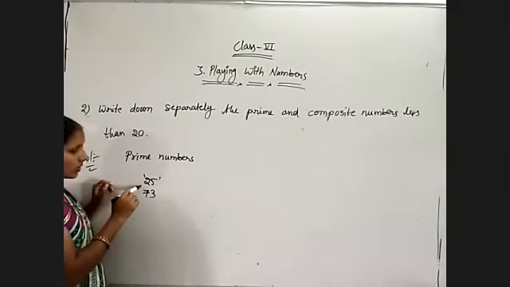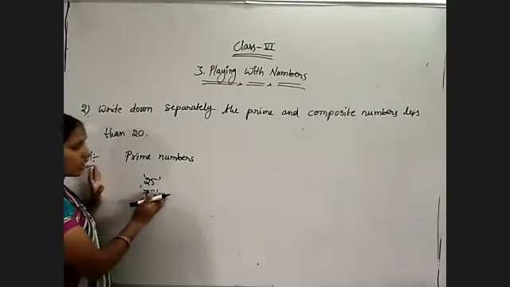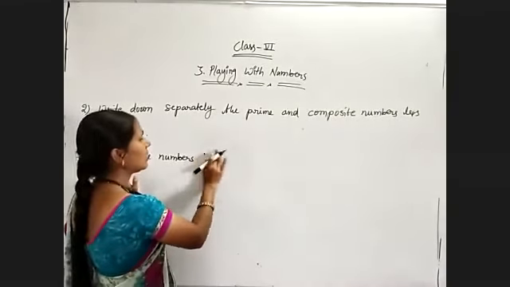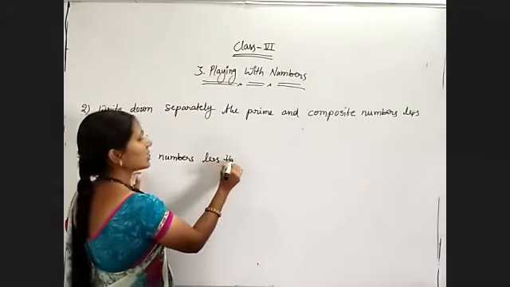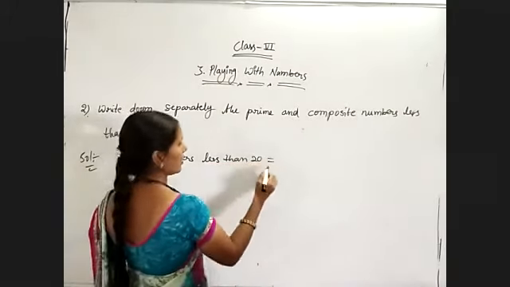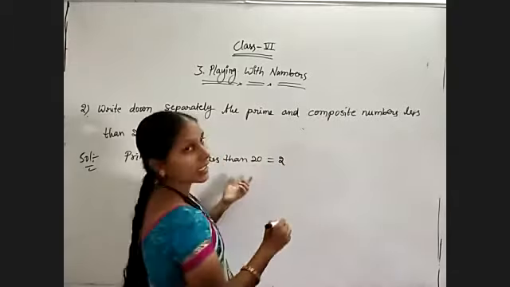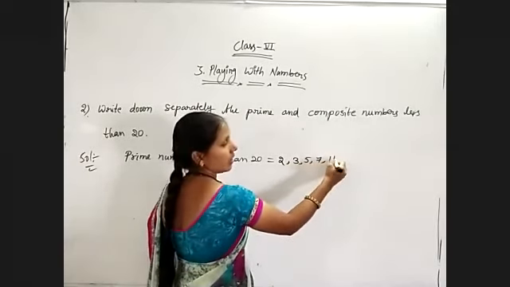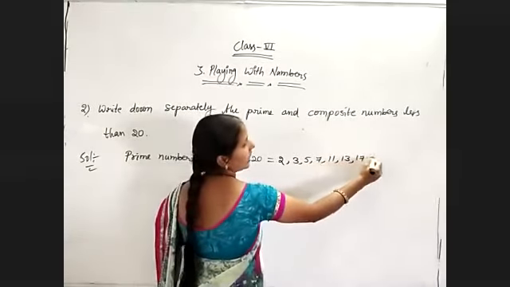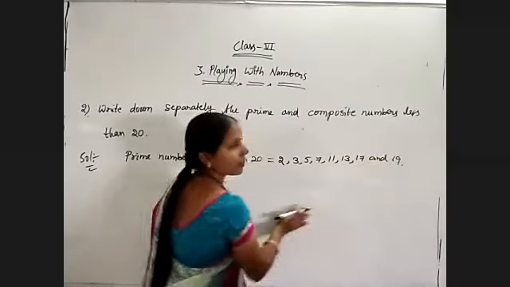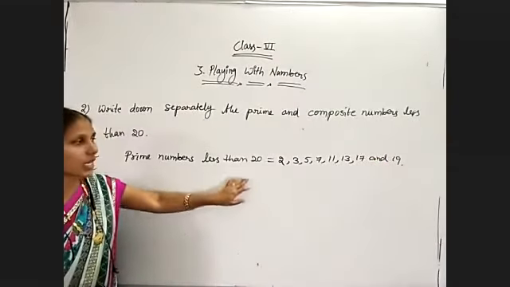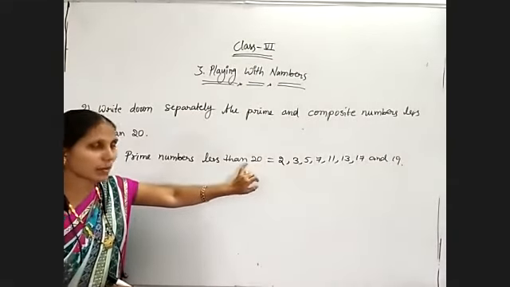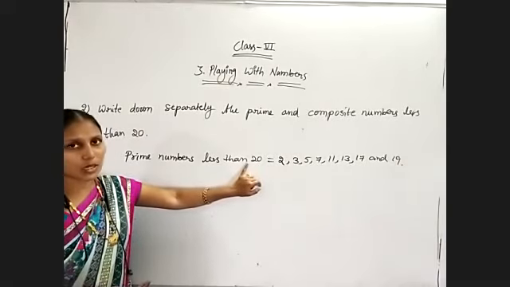73, this one I have already explained. Now, prime numbers less than 20, from 1 to 20, we must write: 2, 3, 5, 7, 11, 13, 17 and 19 are the prime numbers. Whatever numbers are left over after the prime numbers, all those are composite numbers only, yes or no?